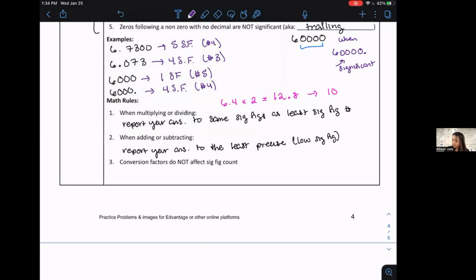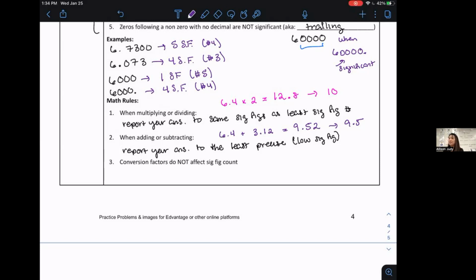So for example, 6.4 plus 3.12 equals 9.52. I could actually only report this to 9.5. And it also technically already aligns with my lowest sig fig in general. But you'll see instances where it doesn't match perfectly with low sig fig.